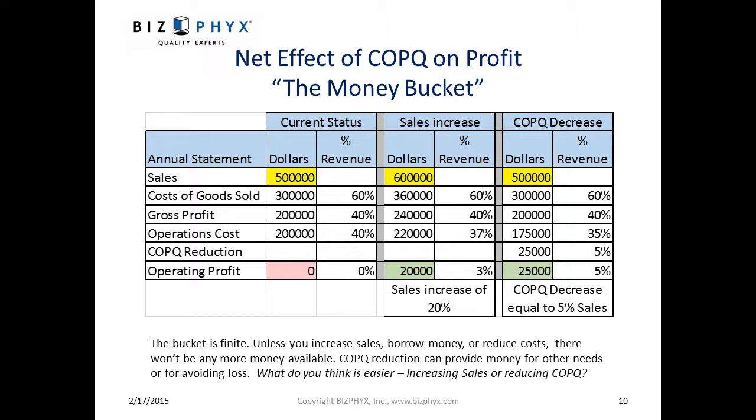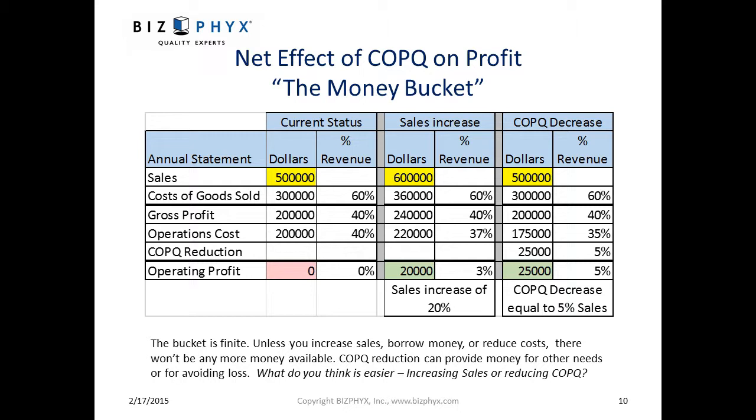The cost of goods sold we'll estimate at 60%, or $300,000, and so they have a gross profit of $200,000. They also have an operations cost, everything it takes to actually keep the business running, and that's currently running at $200,000. So unfortunately, this company has zero current operating profit. Well, that's unfortunate, and certainly we want to change that.